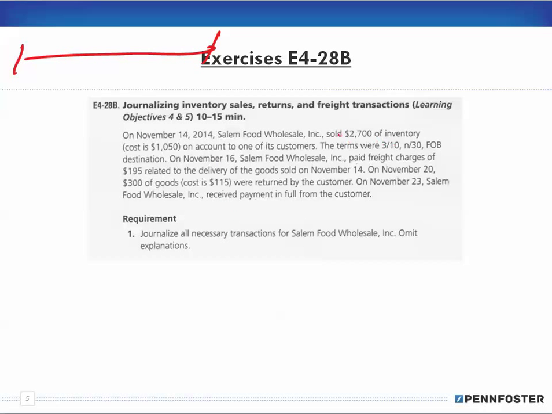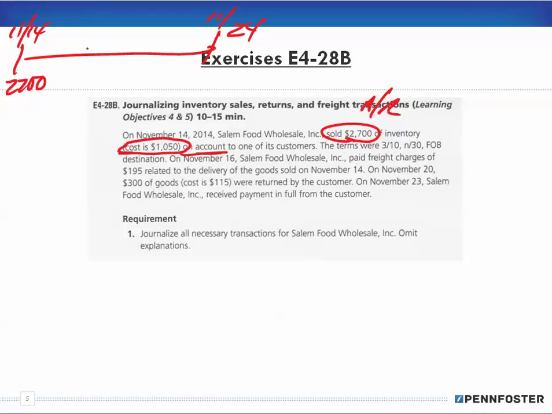And since we're selling, we're talking about an accounts receivable here. Whereas in 4-27, we're talking about purchases, which was an accounts payable. So on November 14th, we're selling $2,700 of inventory that has a cost of $1,050. And we're doing that on account, remember, accounts receivable. The terms were 3/10, so 10 days from 11/14 is 11/24. And it's FOB destination.